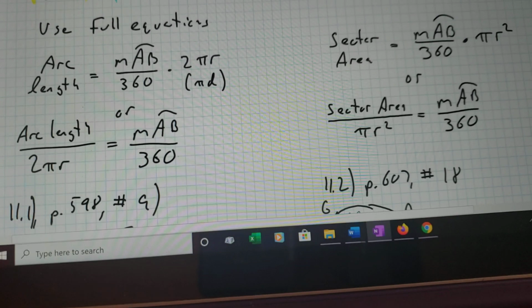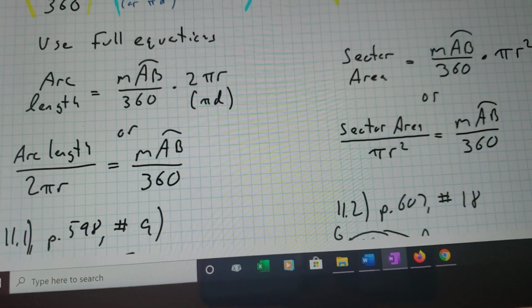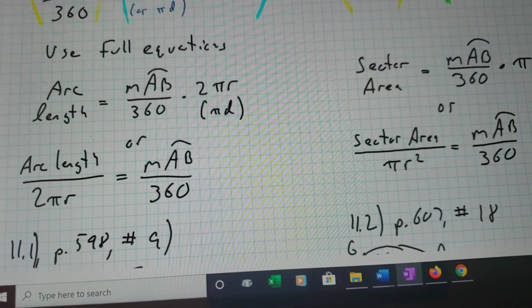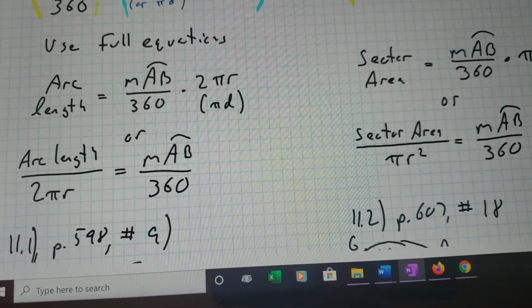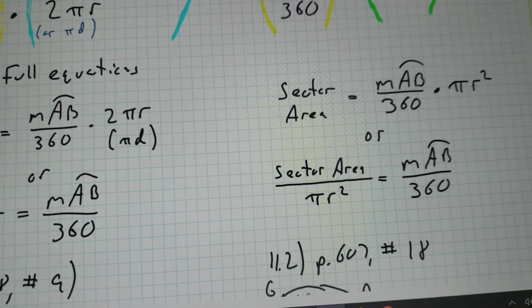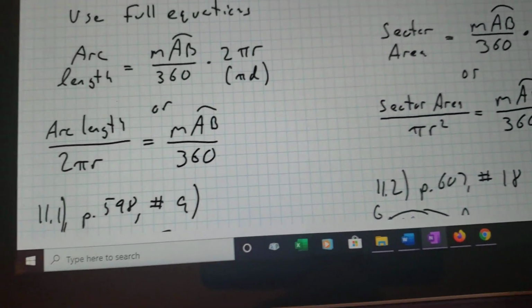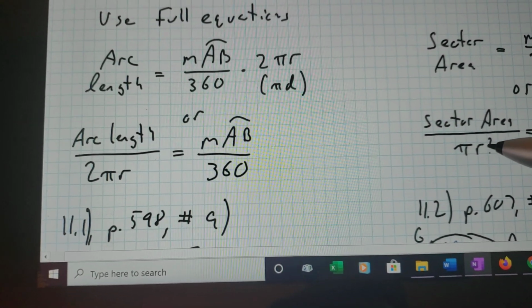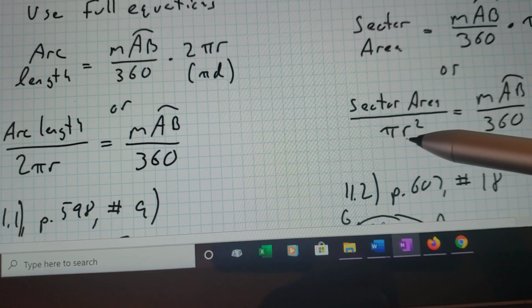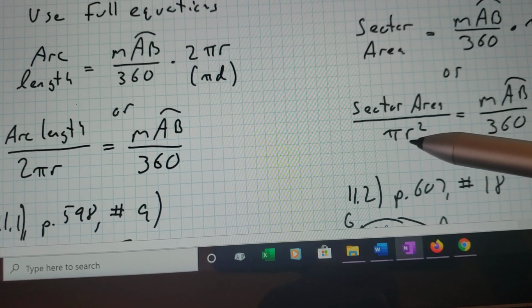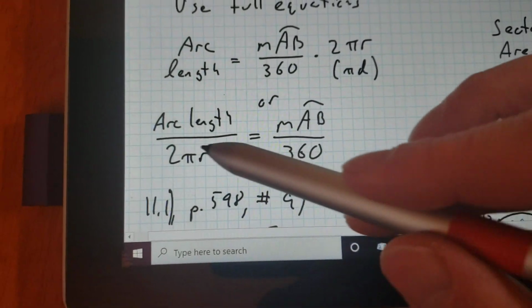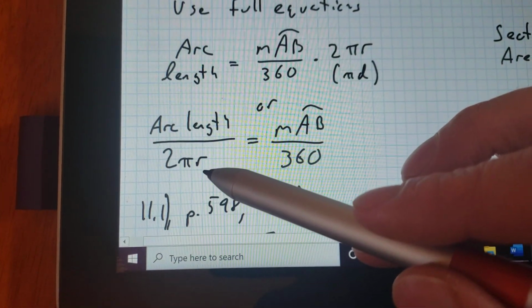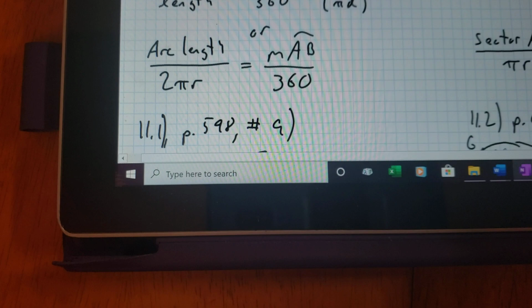Now, you're also given these proportions. You don't have to use these. You can. I generally use these when I'm given arc length and asked to find something else, or given sector area, asked to find something else. Notice this right here. That is your circle area. Sometimes they ask for circle area. You just put the variable in there. 2 pi r is your circumference. You can put the circumference in there.